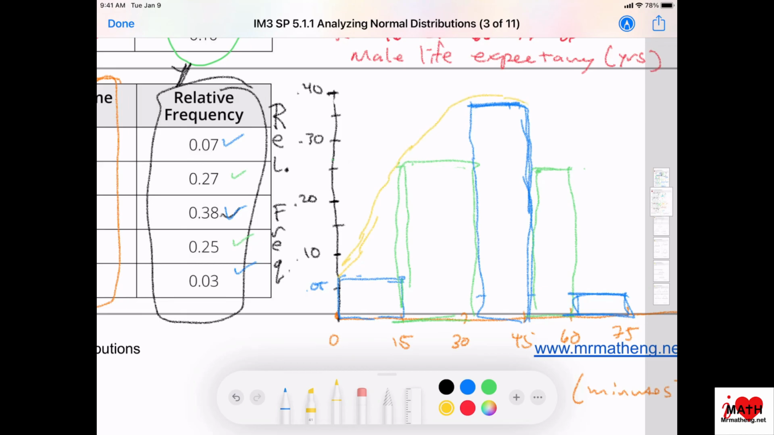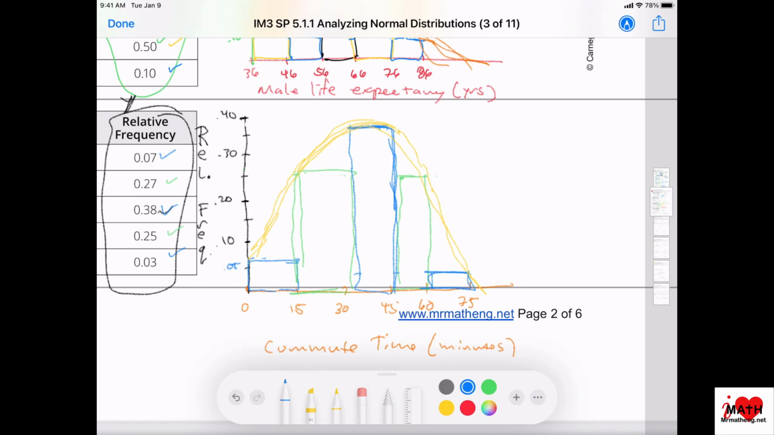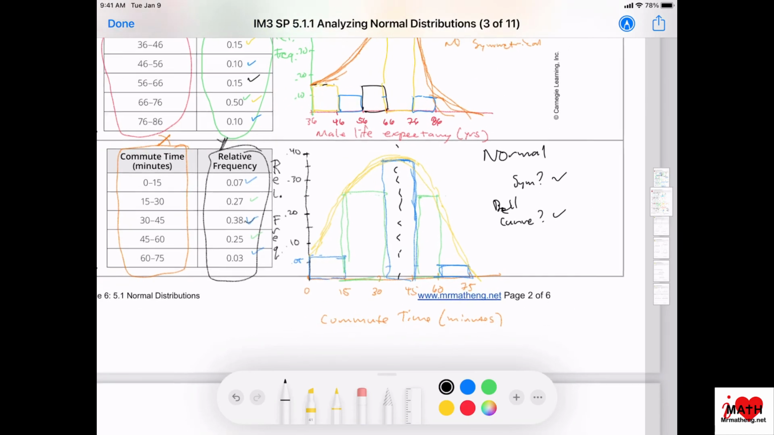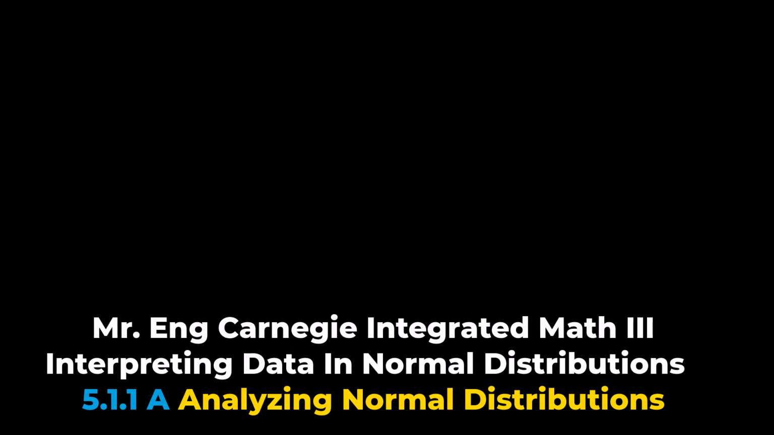And then go back and put a bed sheet over the buildings. And what does it look like? Does it look symmetrical? I think so. Which means just cutting it in half, right, like a mirror. And does it look like a bell curve? I think so. So this one is normal. It looks like a normal distribution graph. That is A6.